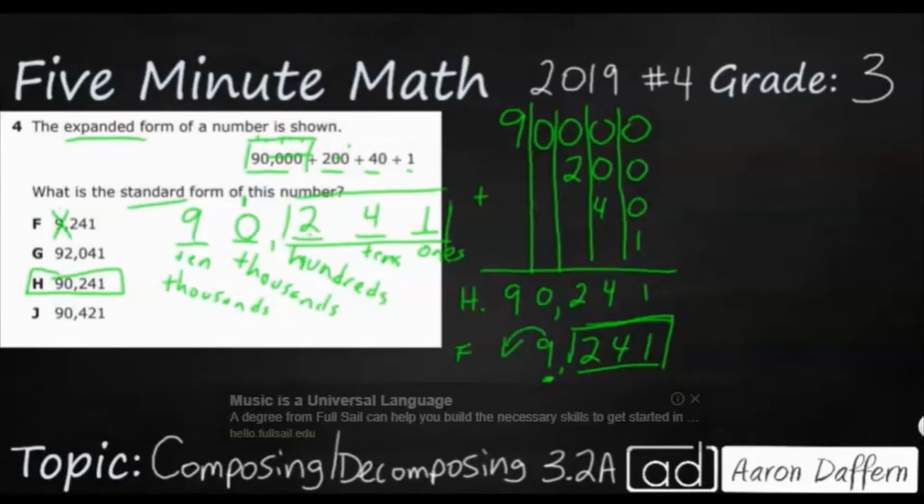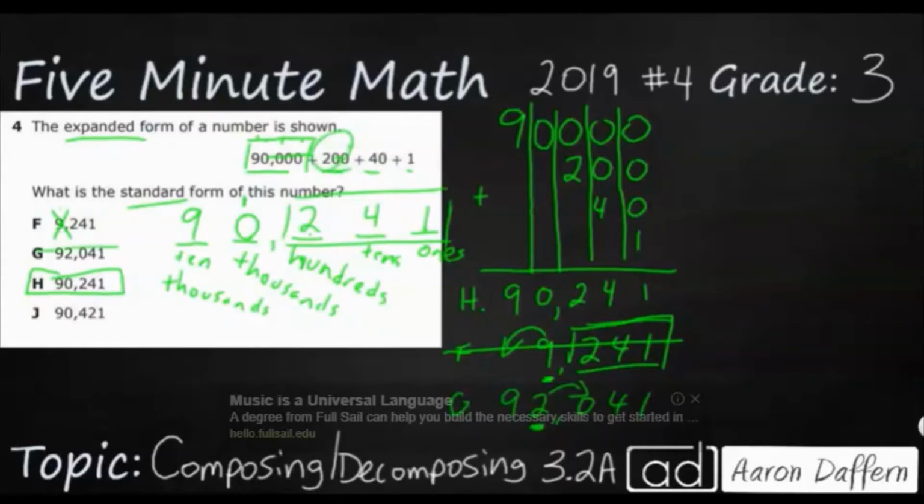G is 92,041. So at least the 9's in the correct spot. But as you can tell, my issue here is going to be this 2. This 2 is in the 1,000 spot, but really it belongs in the 100 spot, because if this 2 is in the 1,000 spot, this would be 2,000, but it's actually 200.